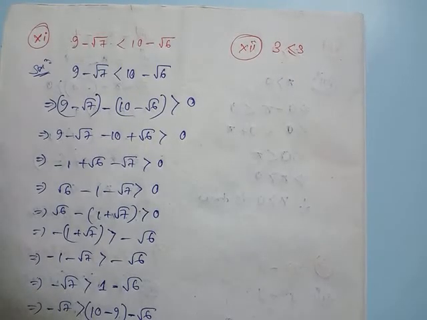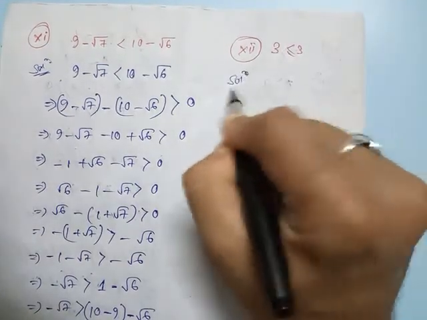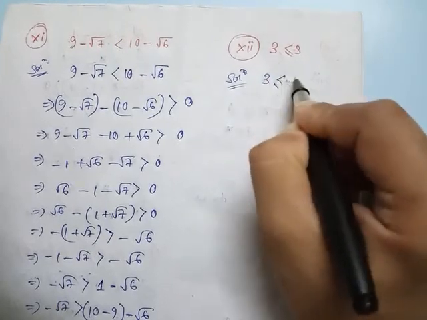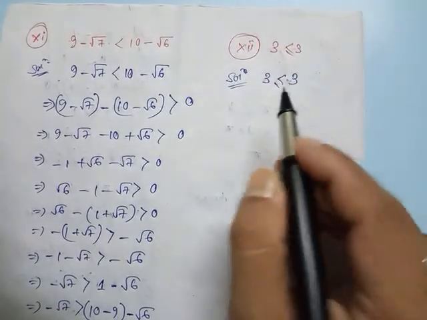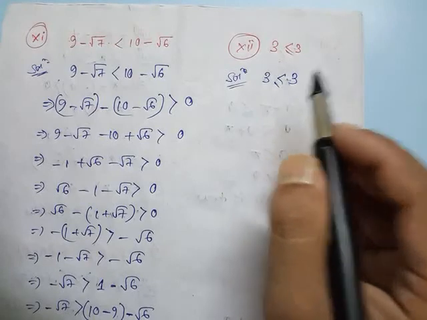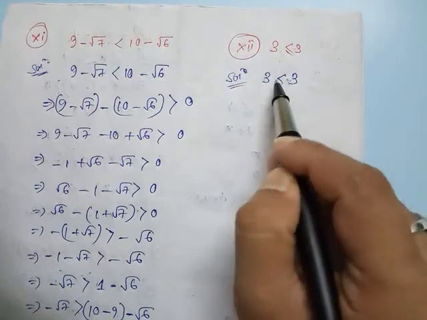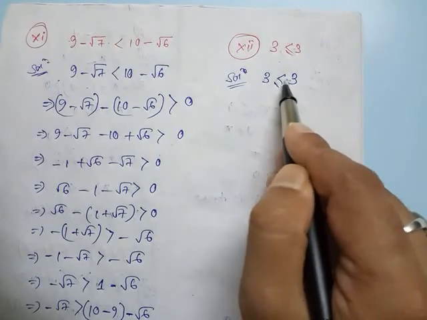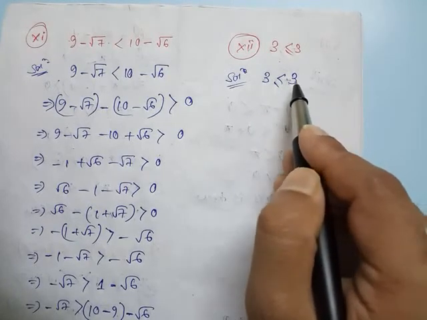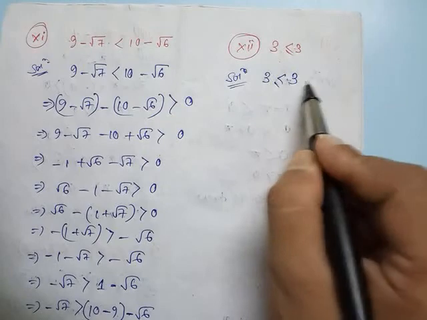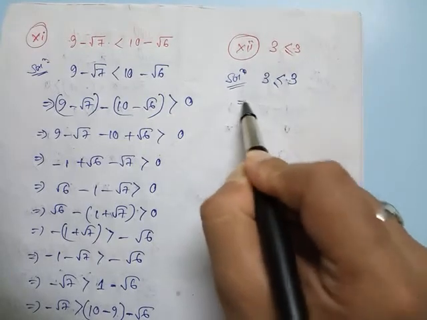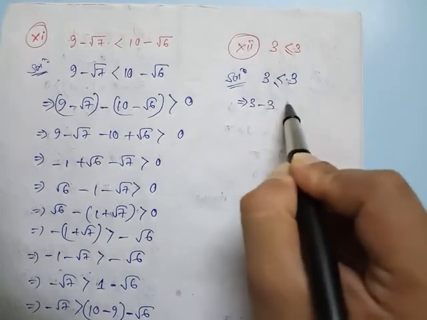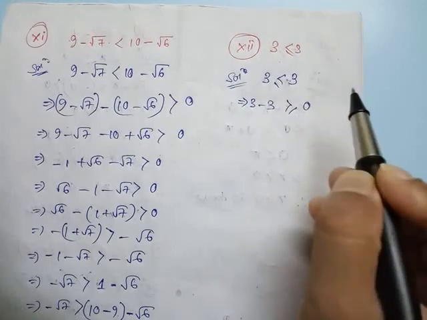Now student, our last question is question number 12, 3 less than or equal to 3. Now how to solve this one student? First of all I will write here solution, then I will write this question again: 3 less than or equal to 3. Now how to solve this one? Look, both the values are positive, that's why given 3 less than or equal to 3, we have to check whether it is true or false. Both the values are positive, so I will subtract the value, 3 minus 3 bigger than or equal to 0, I will write here.